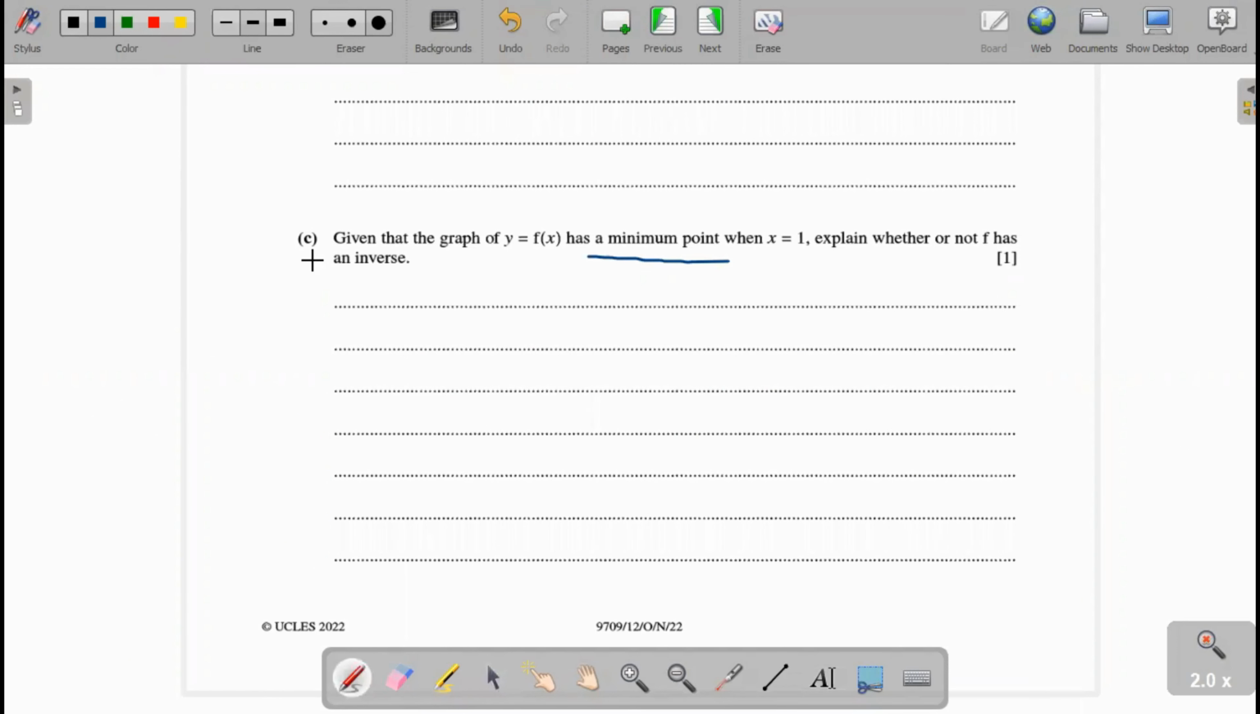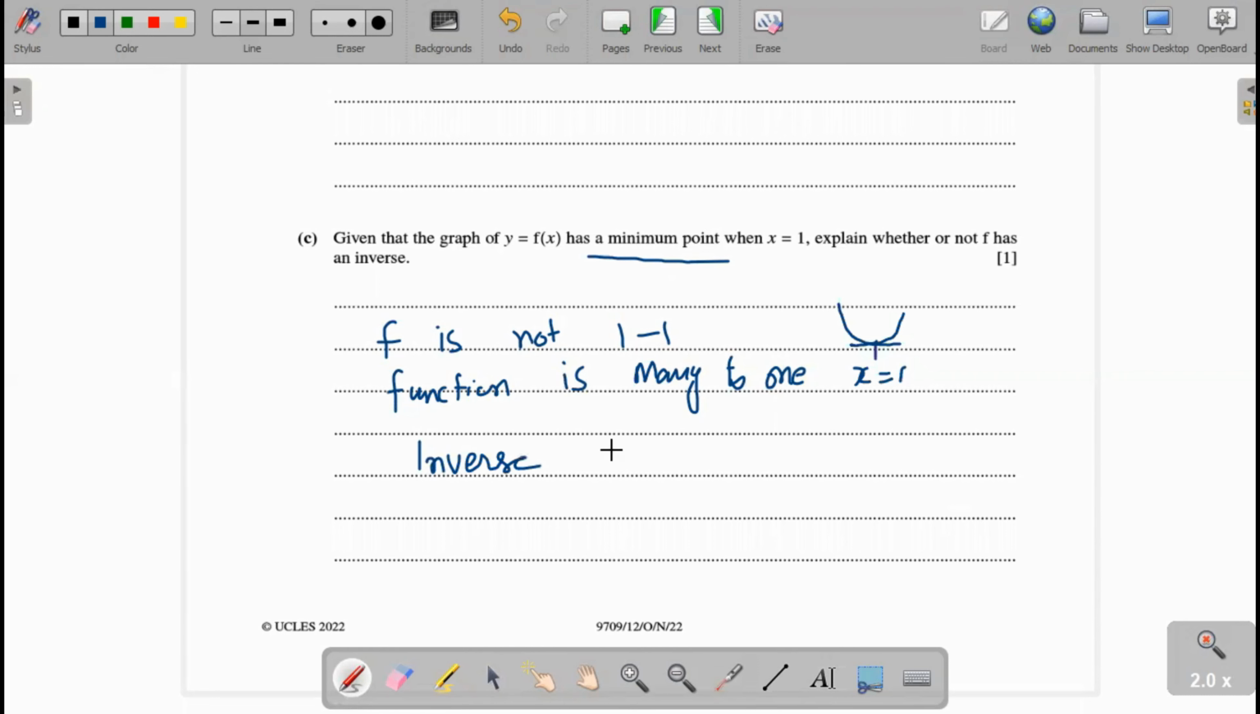In question 9 part C, given the graph of f of x has a minimum point when x equal to 1, explain whether or not f has an inverse. You see here the function has a minimum point. Therefore, this is the turning point of the function at x equal to 1. When the function has a turning point, the function is not a one-to-one function. Therefore, the function is a many-to-one function. And therefore, the inverse does not exist.